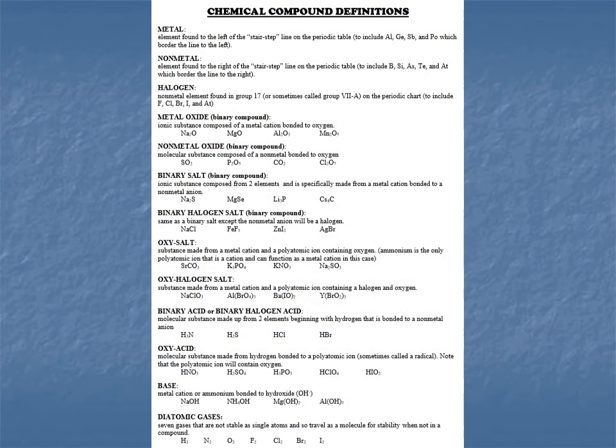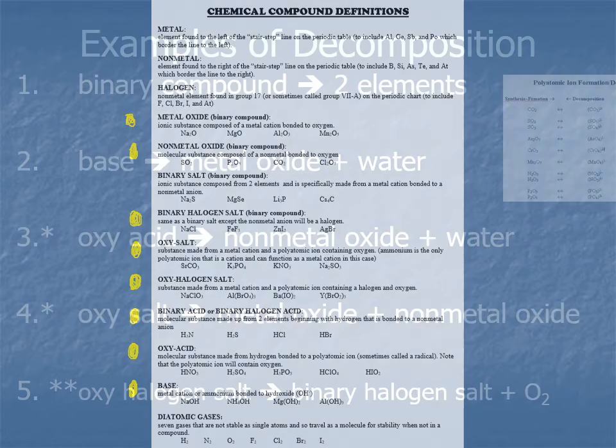Okay, just to remind you again of this handout, where specifically here's your binary halogen salt, your oxy salts, your oxyhalogen salts, your oxy acids, your metal hydroxide bases. They're all up here as well as the metal oxides and the nonmetal oxides. So this is how you can tell what those things are, and there are several examples there. So that's how you know, and that's a handout again available to you.